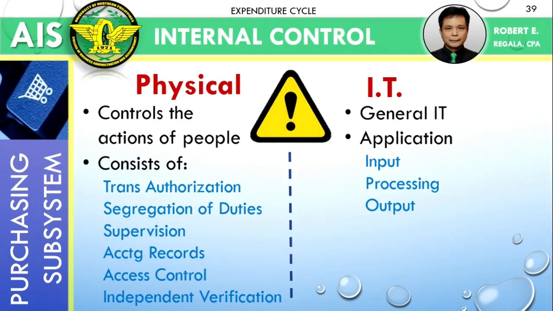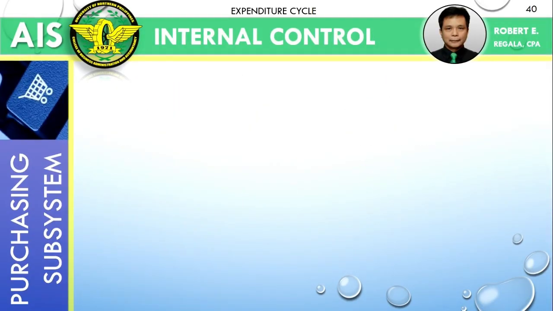IT controls comprise general controls and application controls. General controls are not specific to a particular cycle or subsystem, and thus do not apply to the expenditure cycle risks directly. Computer application control consists of input controls, processing controls, and output controls. The discussion that follows examines and compares how physical and IT control techniques apply in both basic and advanced technology systems to reduce the risks identified.